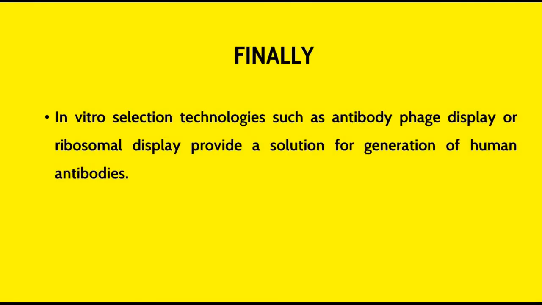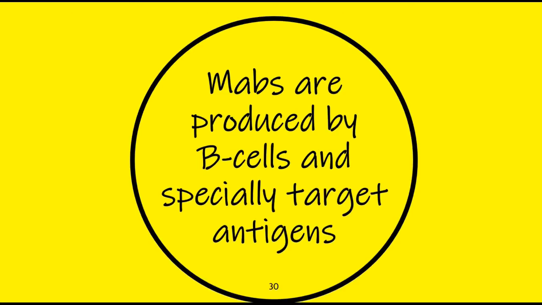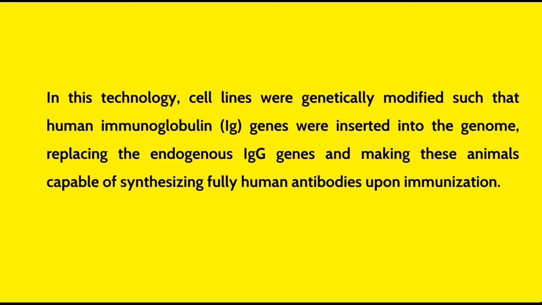So finally, in vitro selection technologies such as antibody phage display or ribosomal display provide a solution for generation of human antibodies. So let us see how MABs are produced by B cells and specifically targeted antigens. In this technology, cell lines are genetically modified such that the immunoglobulin IgG genes were inserted into the genome, replacing the endogenous IgG genes and making these animals capable of synthesizing fully humanized antibodies upon immunization.